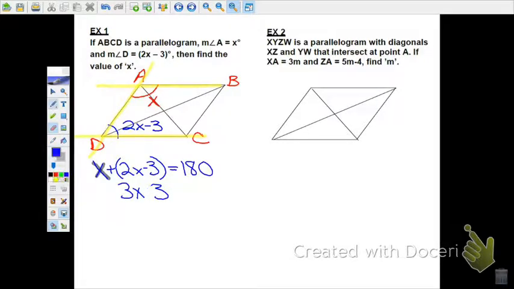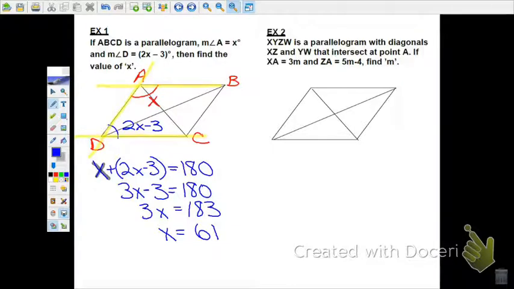My marker went crazy there. So I'm going to add 3 and then divide by 3. So I find that x is equal to 61. So by drawing that out, using my properties, I knew that angle A and angle D were consecutive angles, and I know consecutive angles are supplementary. They add up to equal 180.